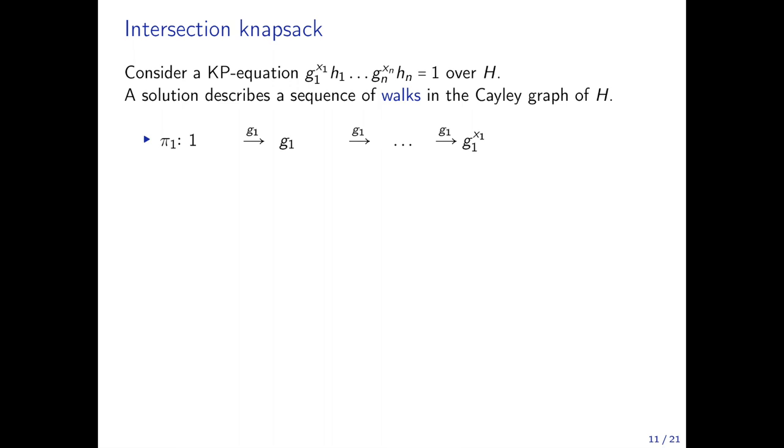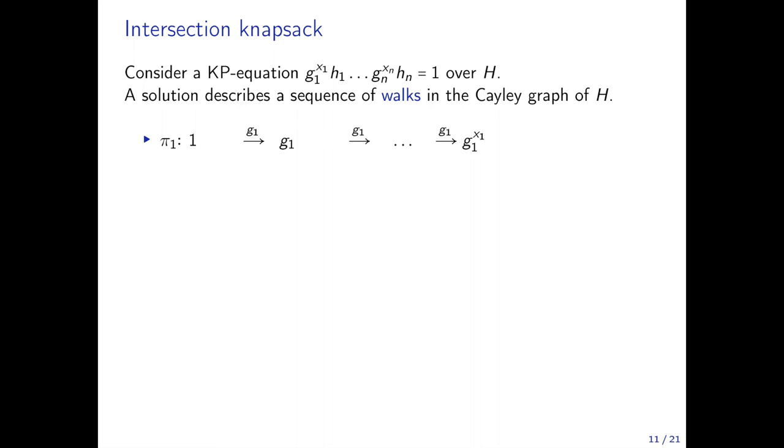Then a solution can be thought of as a sequence of walks in the Cayley graph of H in the following sense. So we start in the identity 1, and then we read the first prefix, which is g1 to the x1. So we read this by multiplying g1 to the current element. So we obtain 1, g1, g1 squared, up to g1 to the x1.